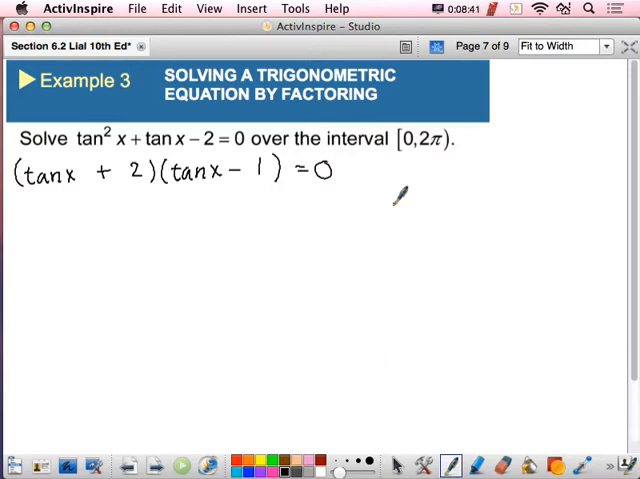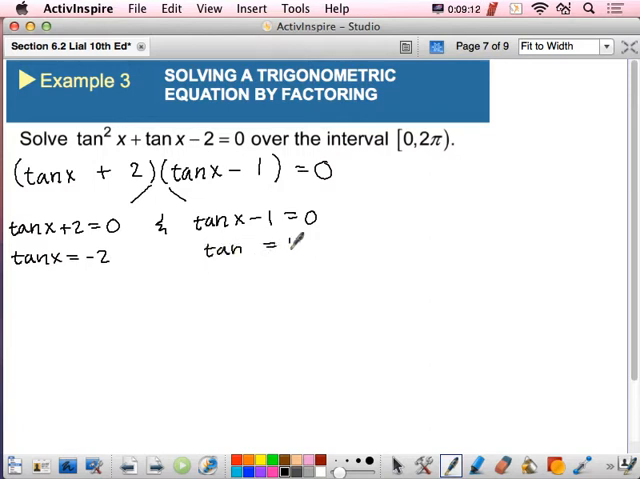Okay. Once we get it equal to 0 and factored, we can take it apart and take 2 different equations and solve them. So we'll take our first. We'll have tangent of x plus 2 equals 0. And we'll have tangent of x minus 1 equals 0. And we will solve those for tangent of x. So we'll isolate the tangent of x here, and we'll isolate the tangent of x here. And then we just need to figure out where those are.